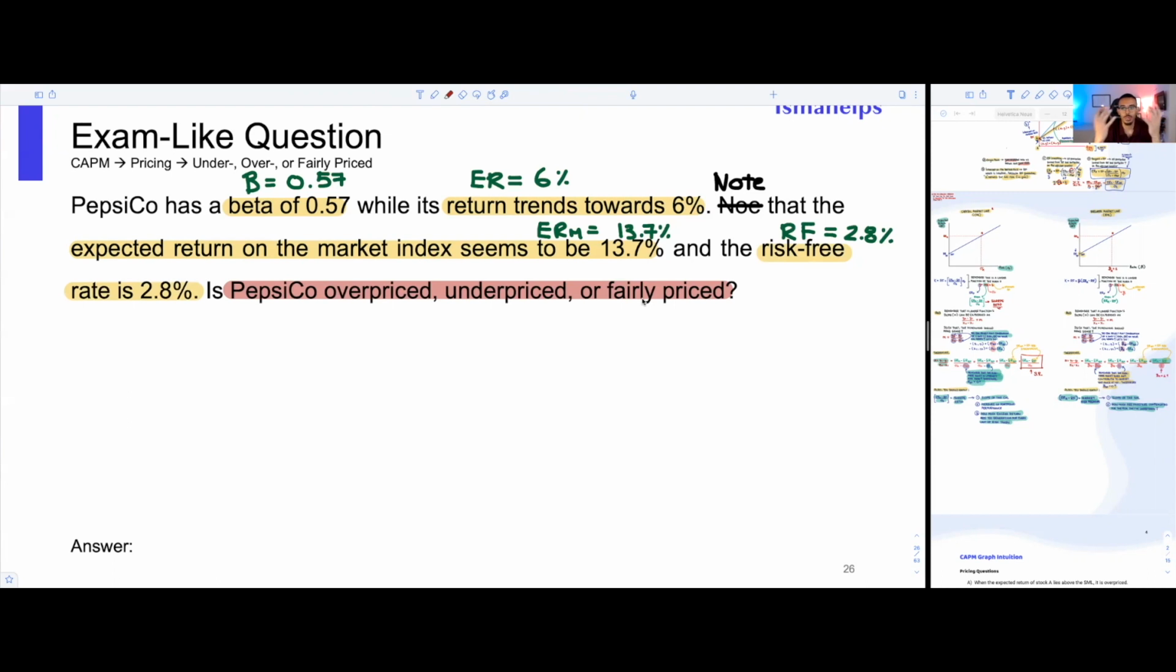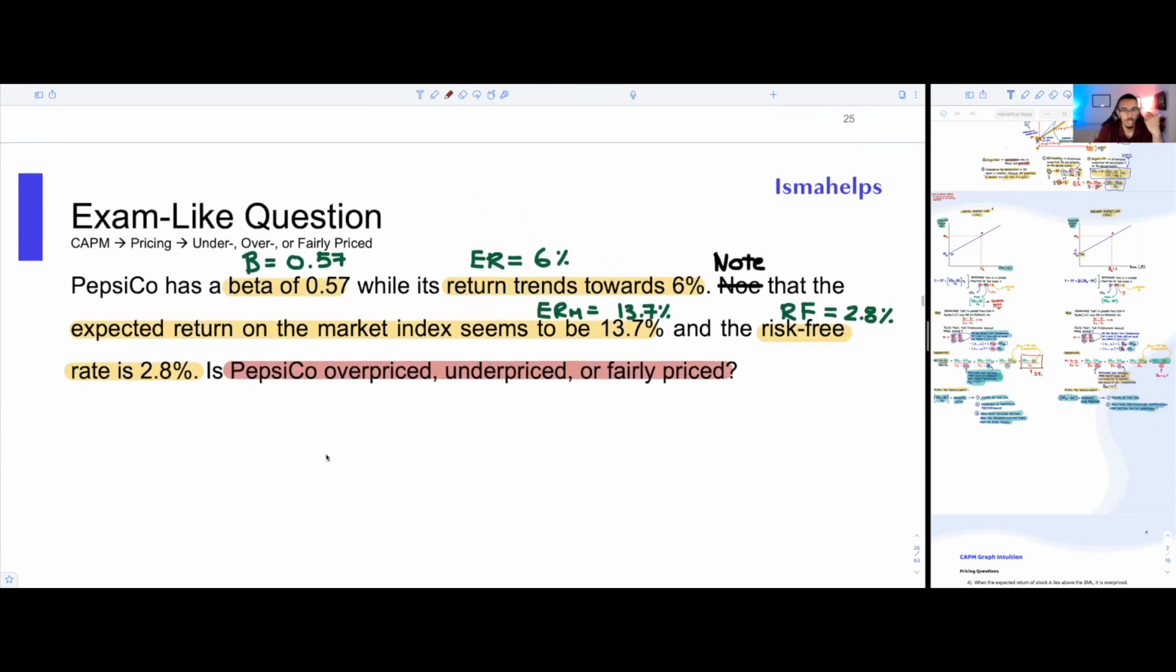So the first step, really, when you see beta, you see the expected return on the market, you see the risk-free rate, it should click. Especially if you see overpriced, underpriced, and fairly priced, it should click that you need to use the formula for the SML, the formula for CAPM. This should literally be, as in French we would say, une évidence. You should use the SML, and the SML is written as K is equal to RF plus beta times the market risk premium. Really as easy as that.